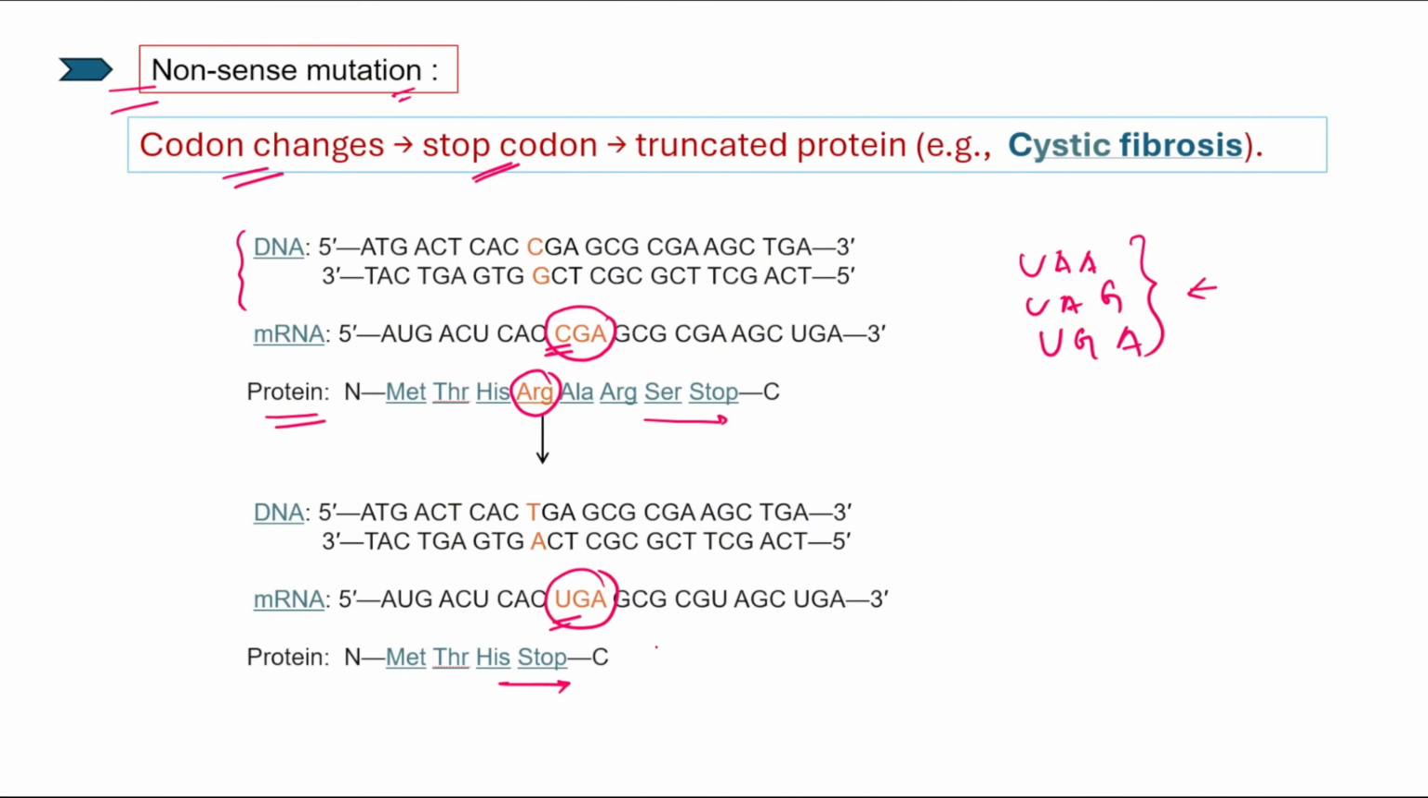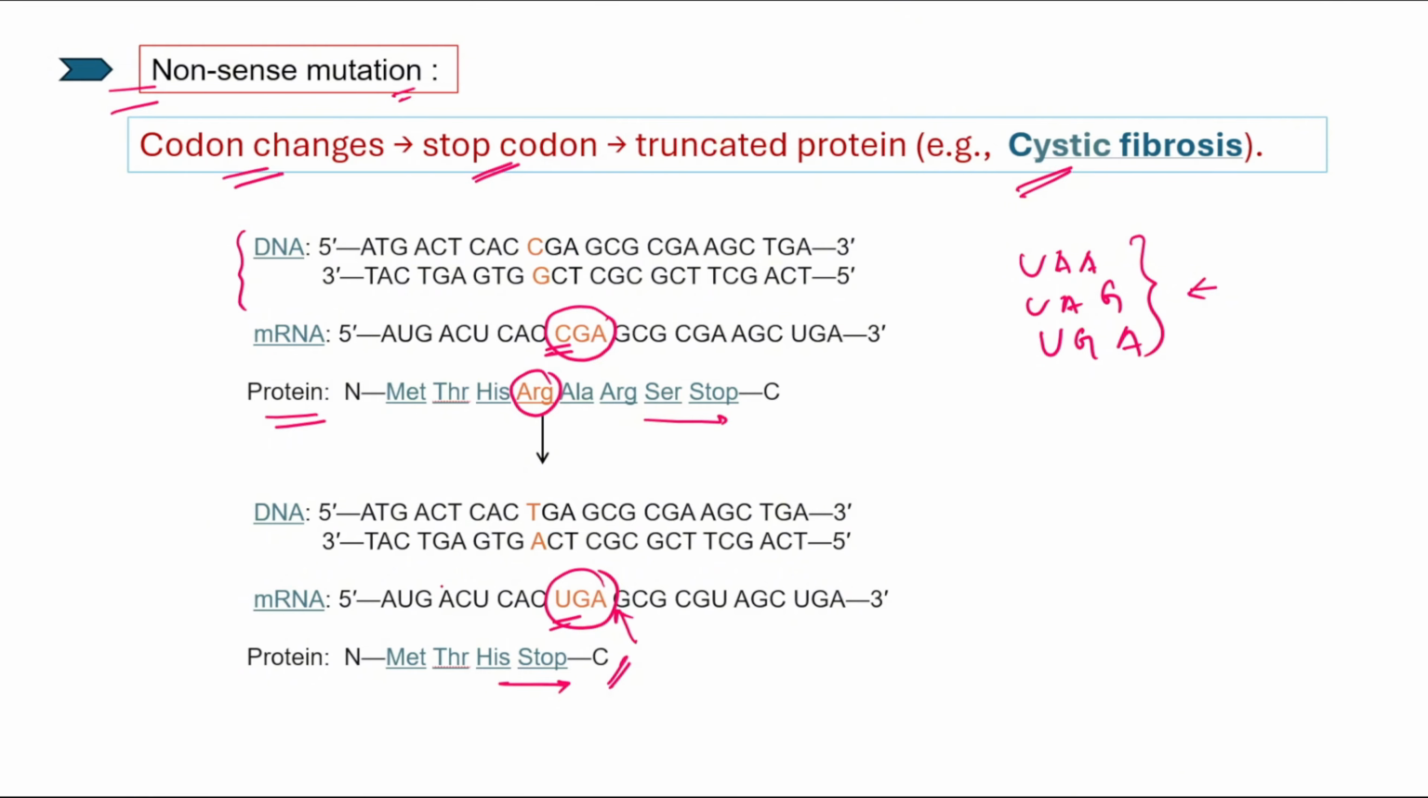The nonsense mutation can cause different types of disease like cystic fibrosis. In this disease, premature termination happens because of the premature stop codon. This is the premature stop codon, and that results in shortening of the protein. This is the shortening of the protein, and that usually cannot function properly, leading to disease.